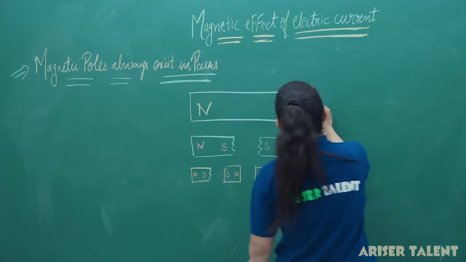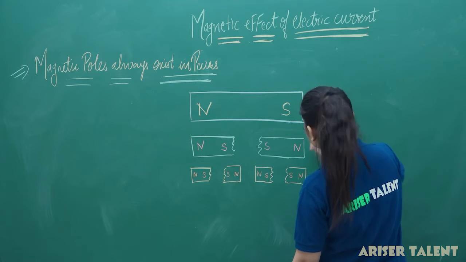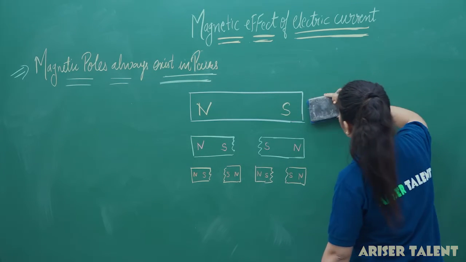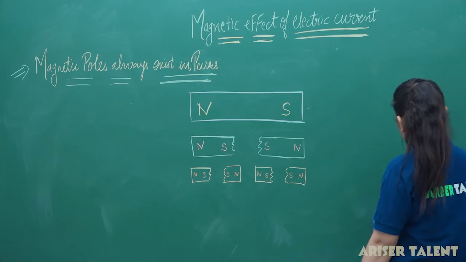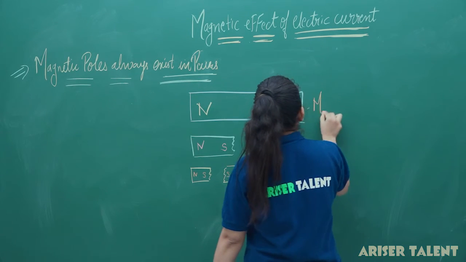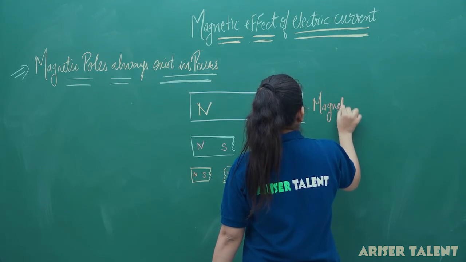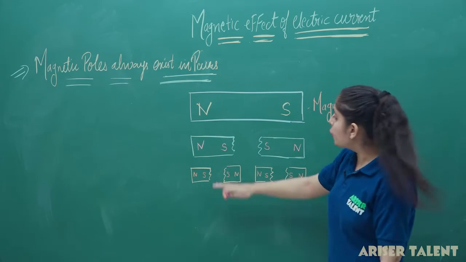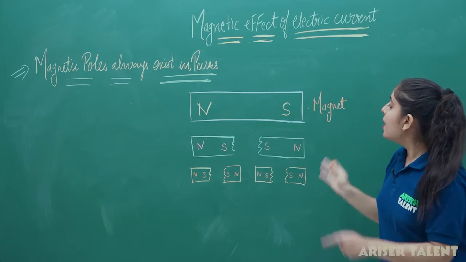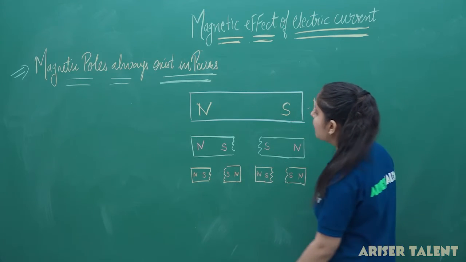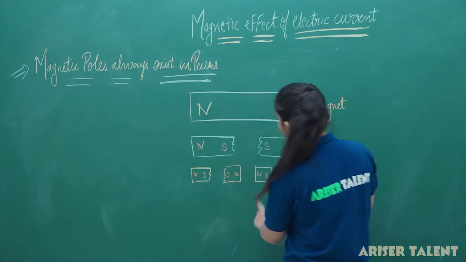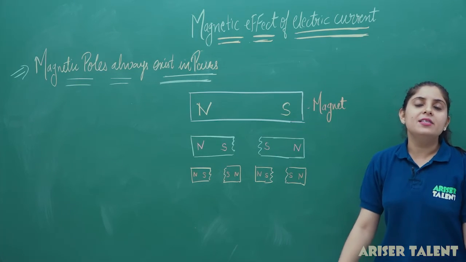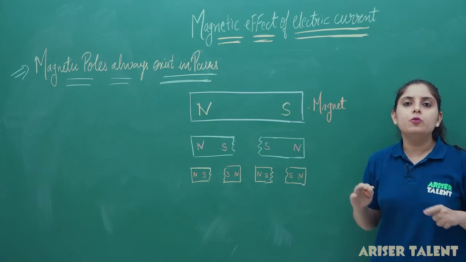So it means if I simply take a magnet, this is the piece of magnet I have. This is our magnet, and if I break this magnet, I get two parts, this part and this part. Again I break the magnet, then I get two parts from here and two parts from here. So you can see that magnetic poles are never separated, only the magnet is broken into pieces.